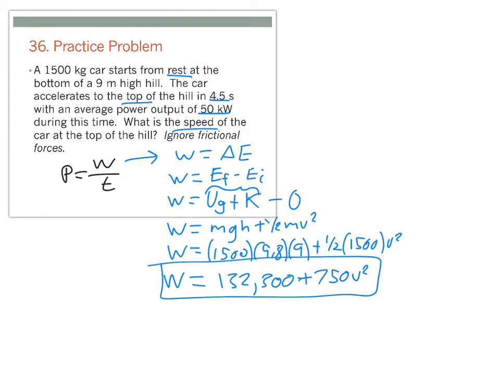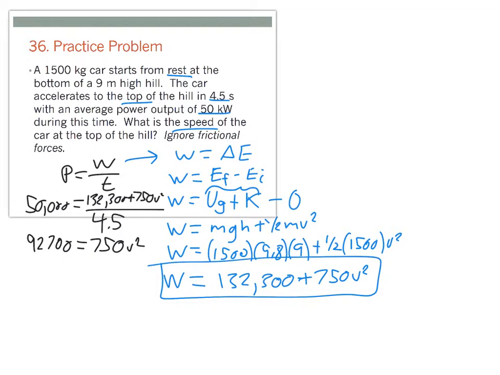So my power here is 50 kilowatts, or 50,000 watts, and that's going to be equal to that work that I just got an expression for, 132,300 plus 750 v squared, all over my time, which is 4.5 seconds. So I can go ahead and multiply by 4.5 and subtract that 132,300, and what I'm left with is 92,700 is equal to 750 v squared. And when I go ahead and solve for my velocity, I get a speed here of 11.1 meters per second.